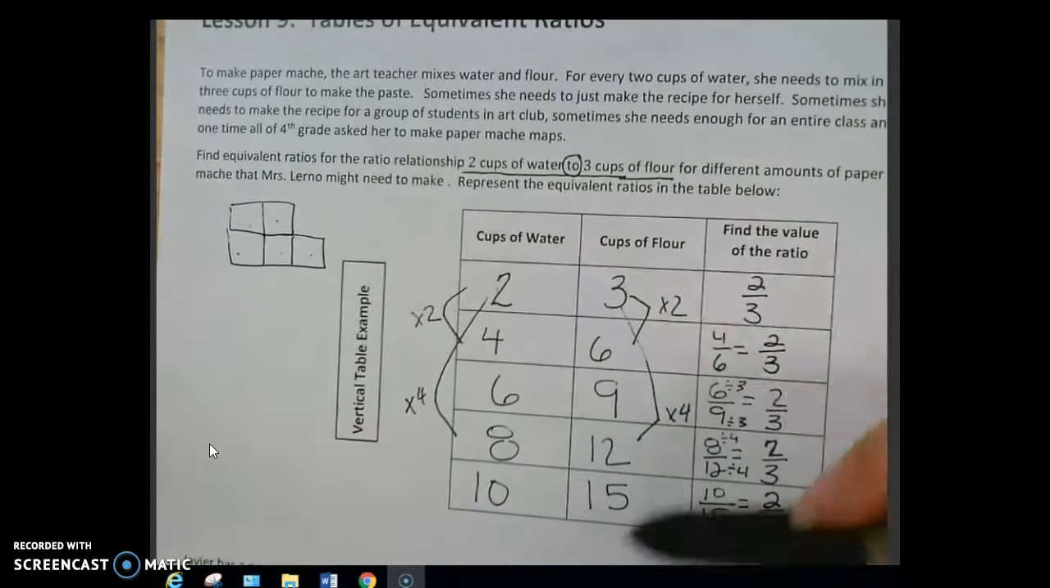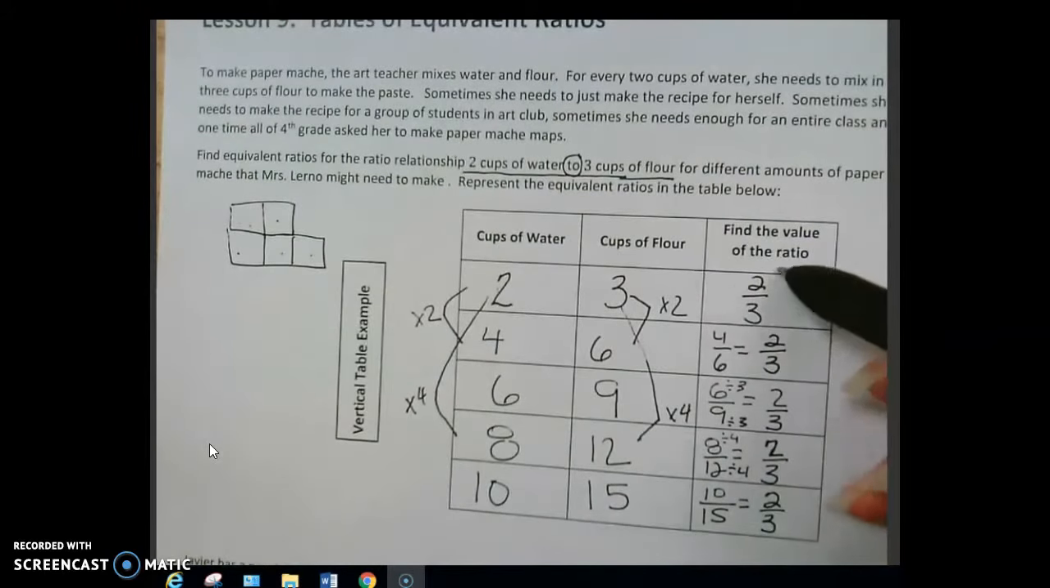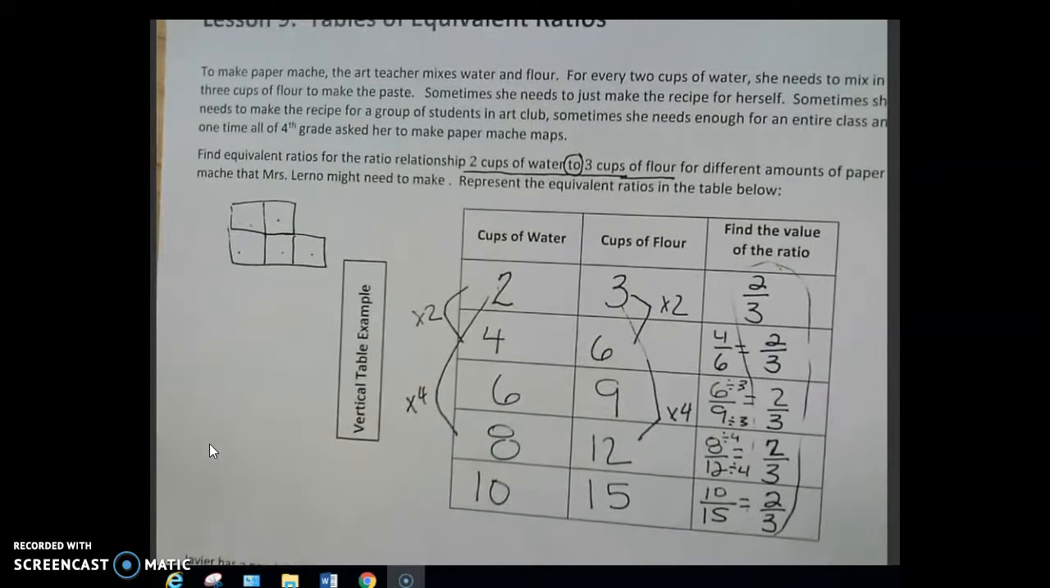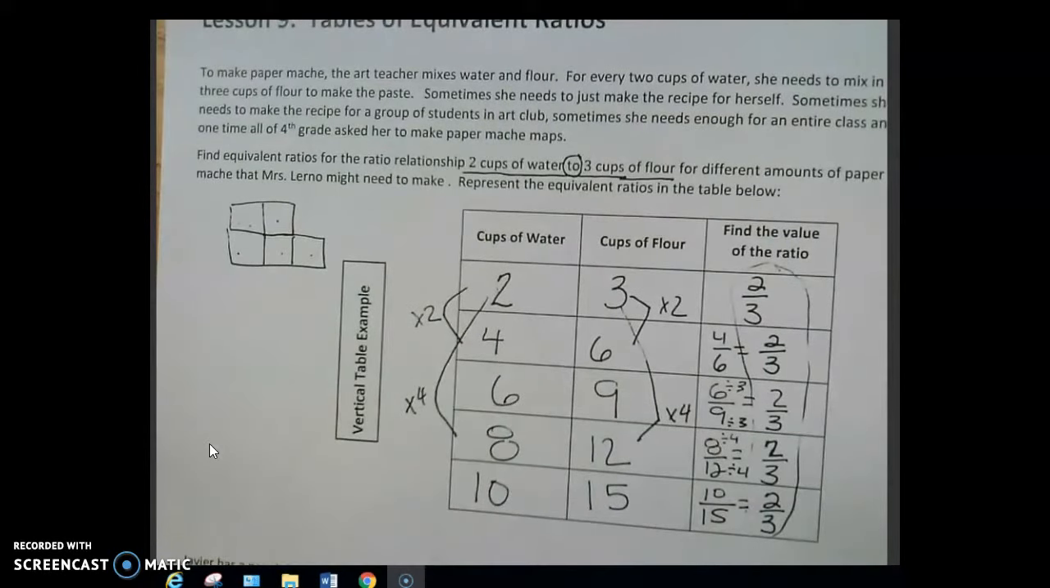So I know that all of these are equivalent ratios because all of these are equal. So when the values of the ratios are the same, the ratios are considered equivalent.